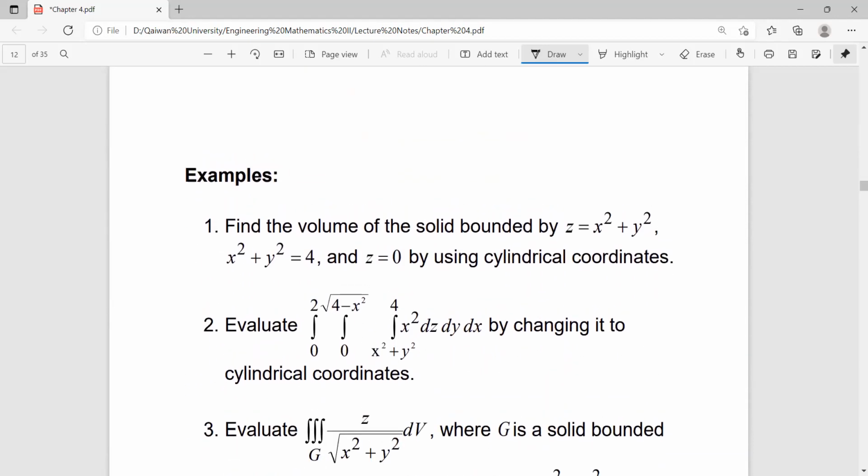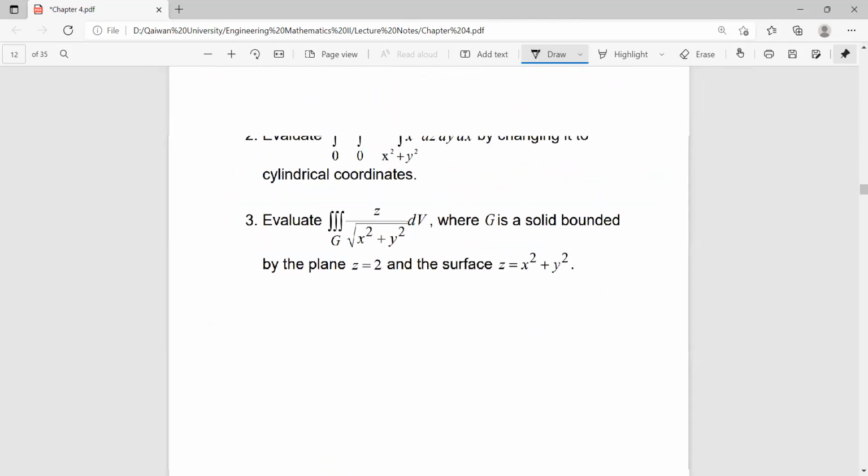Look at this example. It's so easy. In the question, it says by using cylindrical coordinates, so you must convert each xy term to r and theta. Okay, it says find the volume of the solid bounded by z equals x squared plus y squared, and x squared plus y squared equals 4, and also z equals 0 by using cylindrical coordinates.